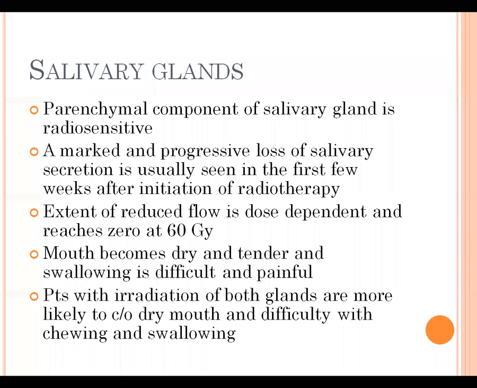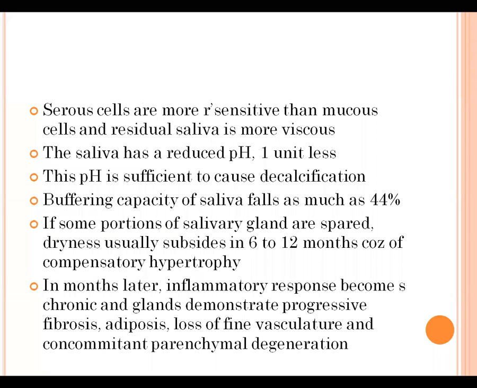The extent of reduced flow is dose dependent. So what symptoms will the patient have? In the initial radiation therapy, the patient will have dryness, tenderness, difficulty in swallowing, and pain while eating. Patients with irradiation of both the glands are more likely to complain of dry mouth and difficulty in chewing and swallowing due to the less secretion, and there are also more chances of caries formation.